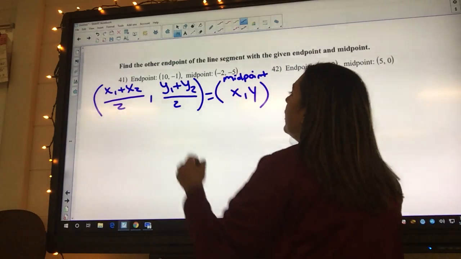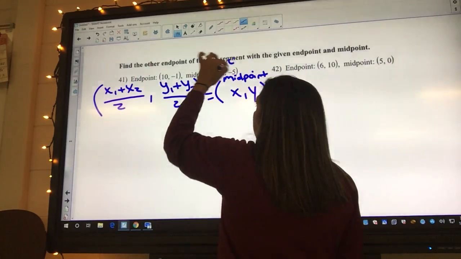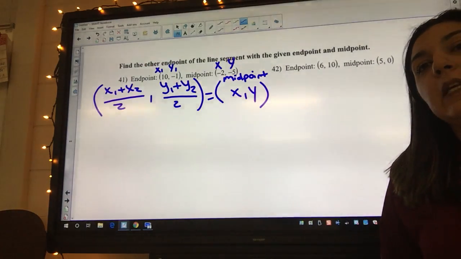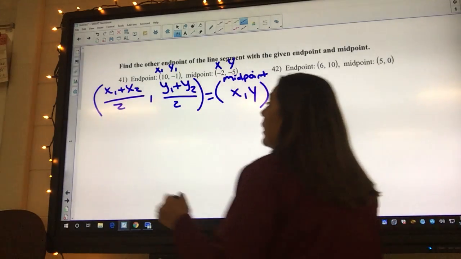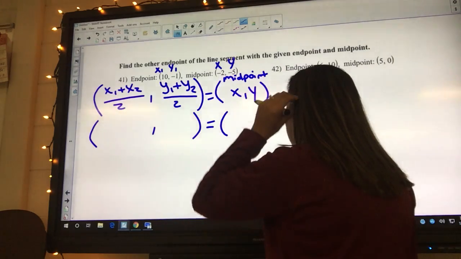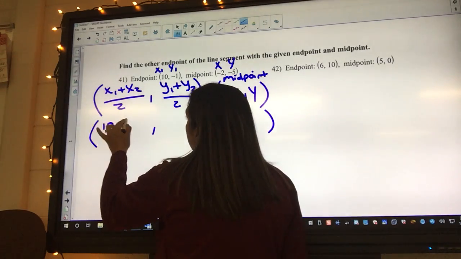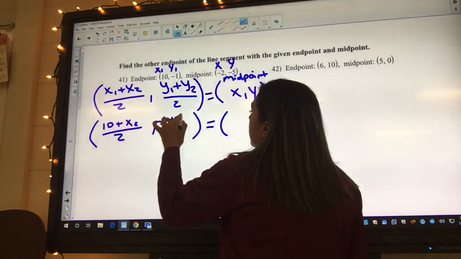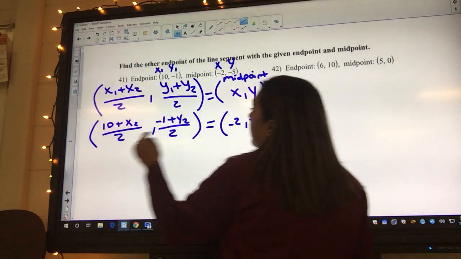Okay, well, my endpoints are going to be labeled, this is my big X, my big Y. We can say X sub 1, Y sub 1. Okay, and there's a difference, and we talked about that. There's a difference between the X sub 1 and just a plain old X. Okay, so we can plug our stuff in where the stuff goes. Okay, so we got X sub 1 is 10 plus, we don't know X sub 2 over 2. And I know my y sub 1, negative 1 plus y sub 2 over 2. And my regular x is negative 2 and my regular y is negative 5.